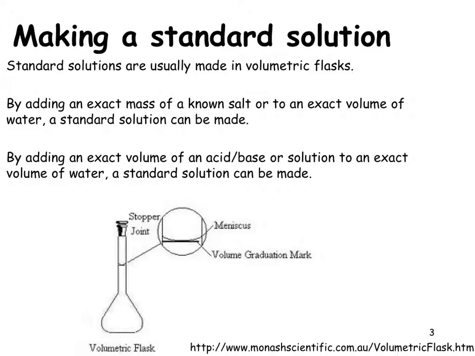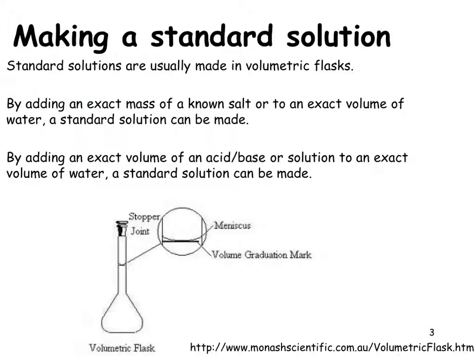How do we make a standard solution? We get this thing called a volumetric flask, and it will always have an exact little line on it somewhere, and it's called the graduation mark, and you will put a certain amount of substance in there, an exact mass, and then you will make it up to a particular volume. Standard solutions are usually made in volumetric flasks.